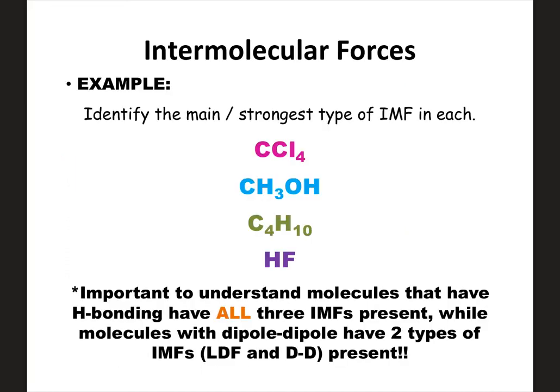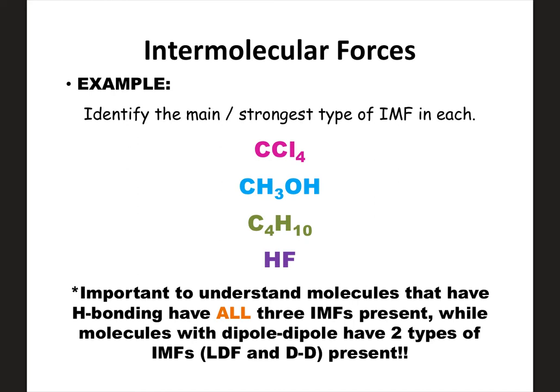So now we're going to try to apply this to some molecules. We want to identify the main or the strongest type of IMF in each of these substances. This is what you might need to do. You might be given a question and you have to identify the main or the strongest type of IMF in each. It's important to understand here, though, this bottom part is really important. If you have hydrogen bonding present in a molecule, you have all three types of IMFs present: LDFs, dipole-dipole, and hydrogen bonding. If you're asked a question on the AP exam, what are the IMFs present in a molecule that has hydrogen bonding, you have to list all three. If they ask just for the strongest type, then you would say hydrogen bonding.